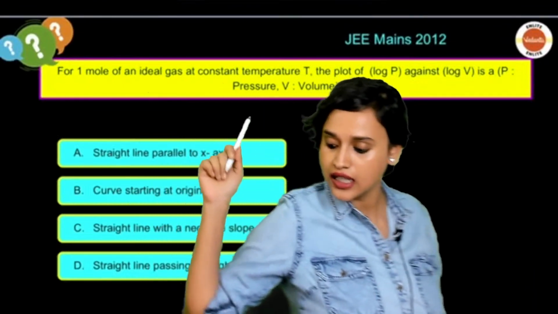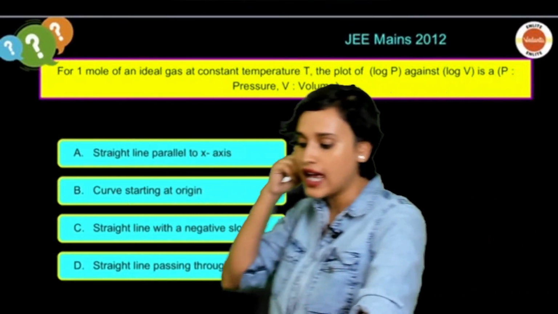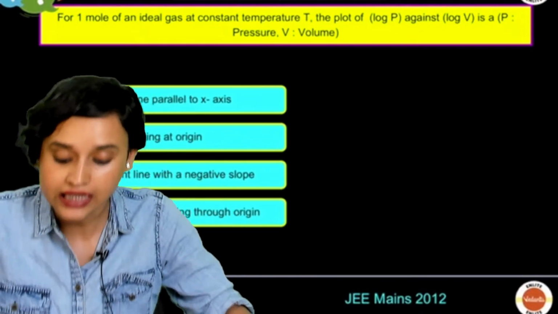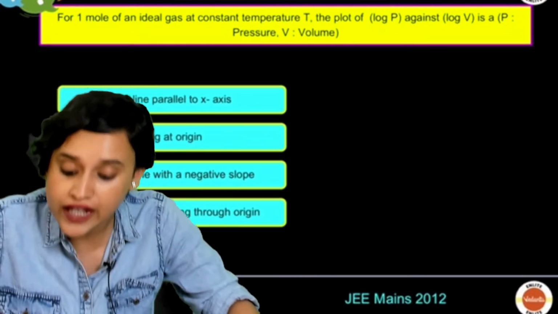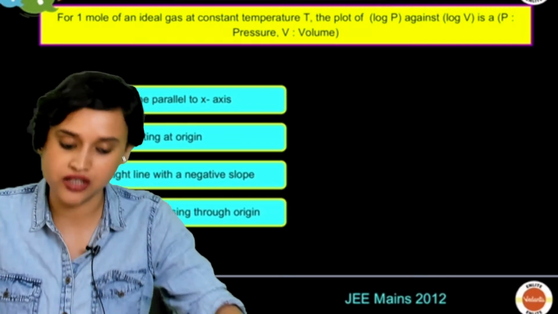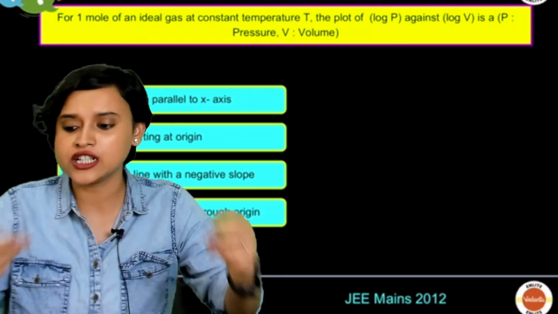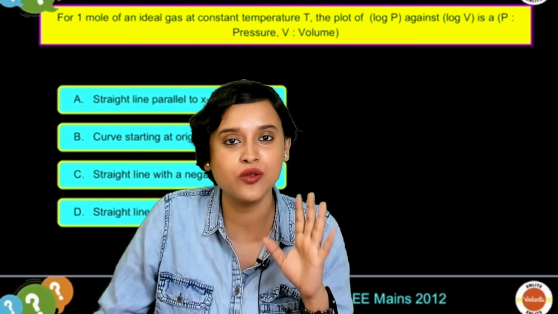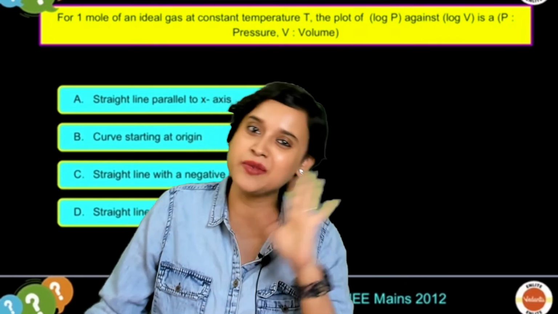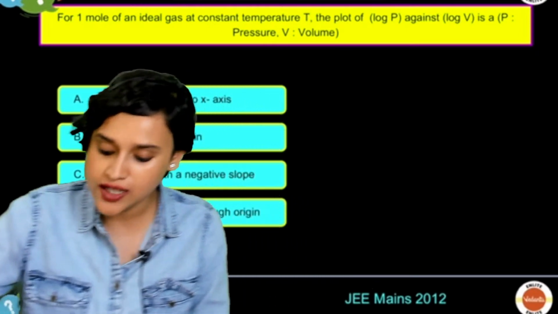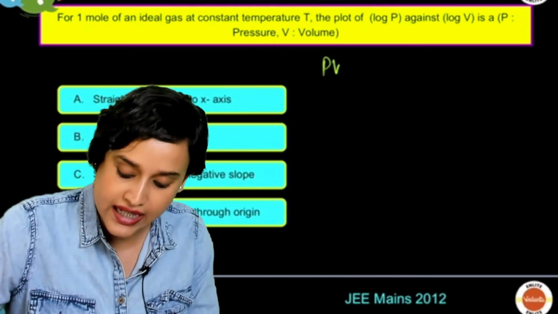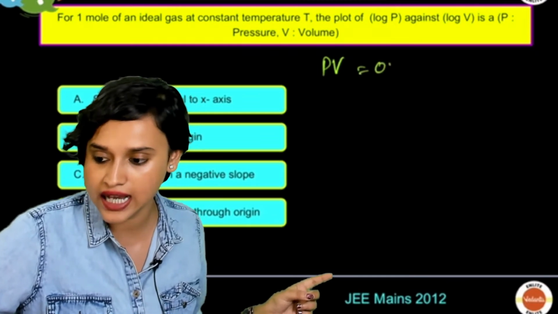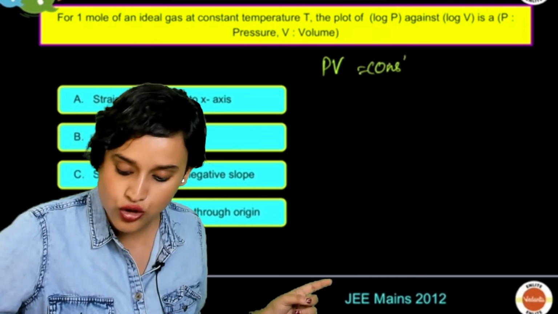The next question is, for 1 mole of an ideal gas at constant temperature T, the plot of log P against log V is, where P is pressure and V is volume. The moment they say constant temperature, what law can you imagine? Constant temperature means Boyle's law, right? What does Boyle's law say? Boyle said that PV is equal to constant.